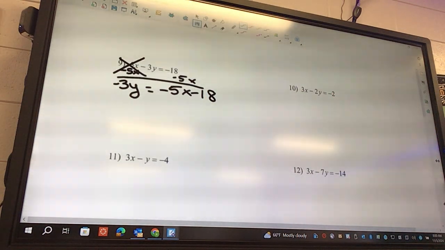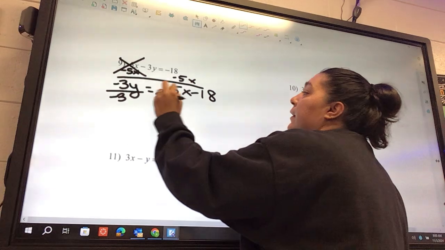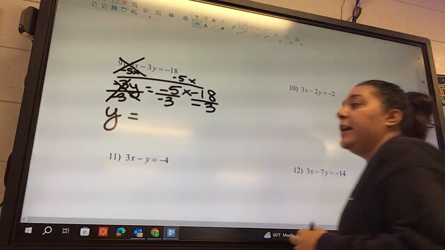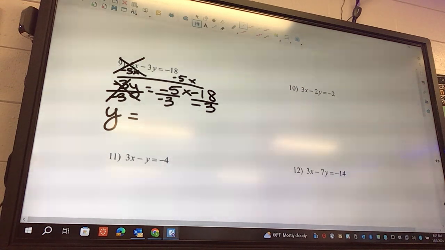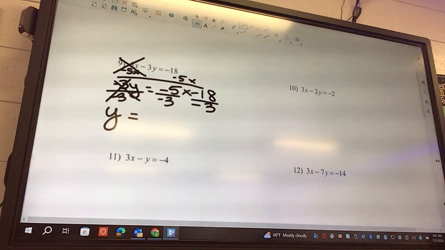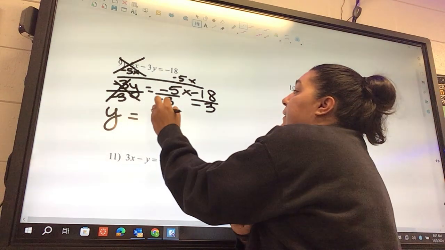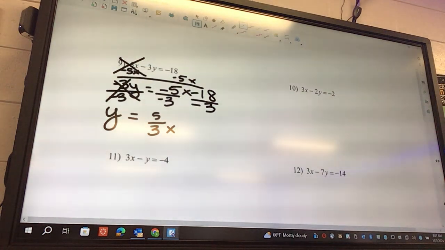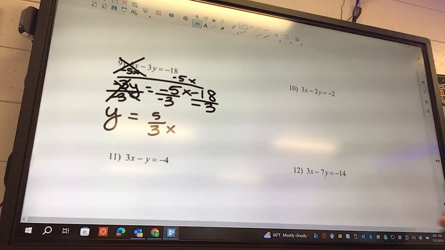Then what? Divide by the number that's next to the y. Okay, so we're going to divide by negative 3 on every piece. So we get y equals, okay, and then we're going to start checking. So you're going to say fraction, negative 5 on top, negative 3 on the bottom. What do you get? 5 over 3. And we're going to do the same thing, negative 18 over negative 3. 6. So that's going to be a positive 6.